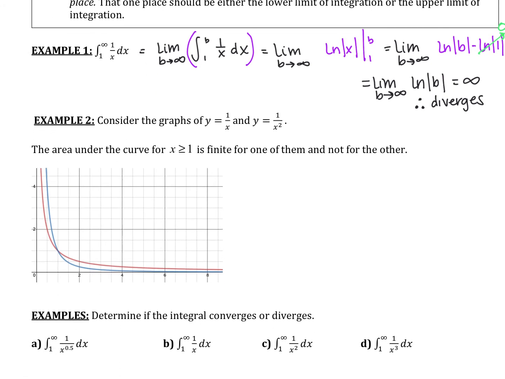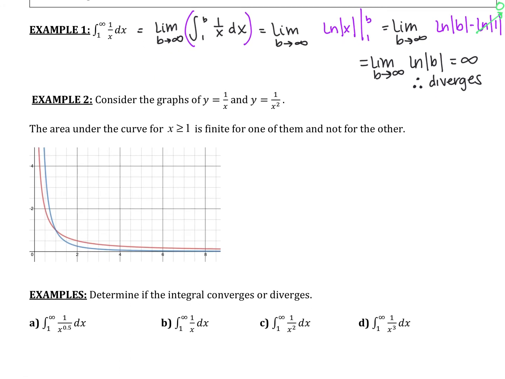Well, now let's look at this integral again, only let's look at it in comparison with y equals 1 over x squared. So here we have the graph of y equals 1 over x, and that would be this red line right here. So this is y equals 1 over x, the red line that we have right here.